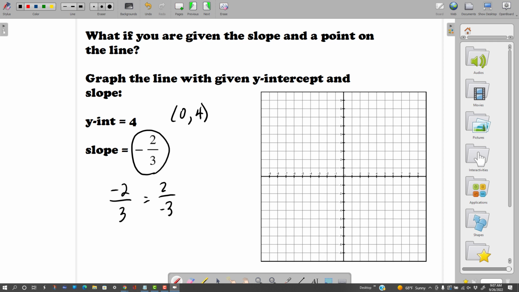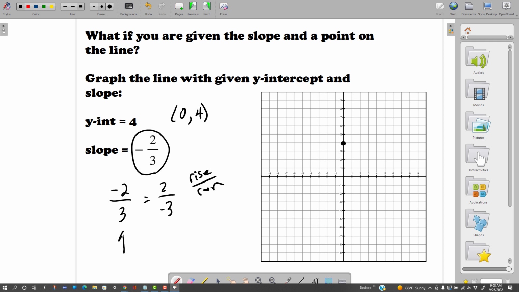So I'm going to start with my Y-intercept. That's where it crosses the Y-axis. So I'm at the point (0, 4), 1, 2, 3, 4. So there's my Y-intercept. My slope, I use rise over run. And I either go down 2, forward 3, or up 2, backwards 3. I'll show you that both of those would be the same no matter which one you chose.